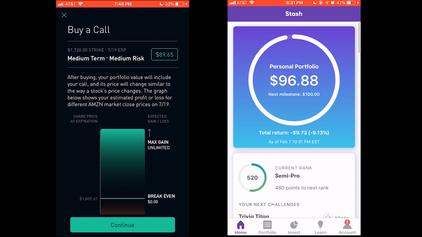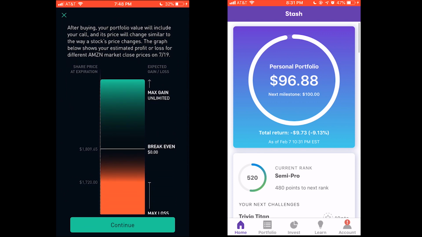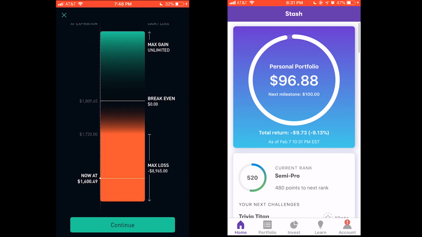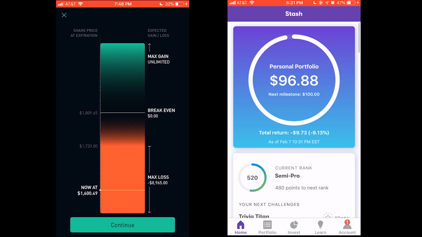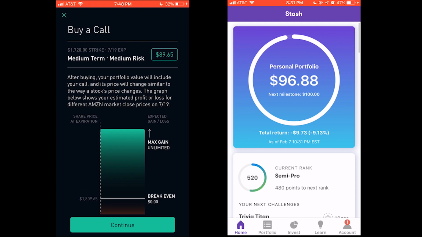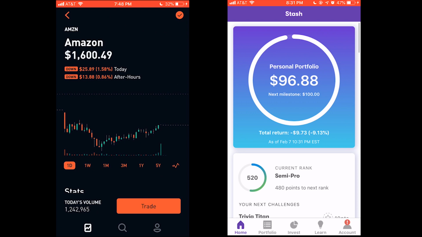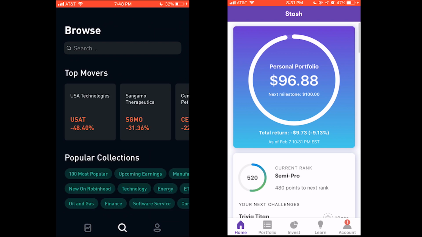And here it gives us this cool chart which shows how high the stock has to rise for us to start making money at the break-even point. And there's a lot that goes into options trading, so make sure you do your homework before you get too involved. There may be better platforms for options trading, but Robinhood is a very good way to get started.